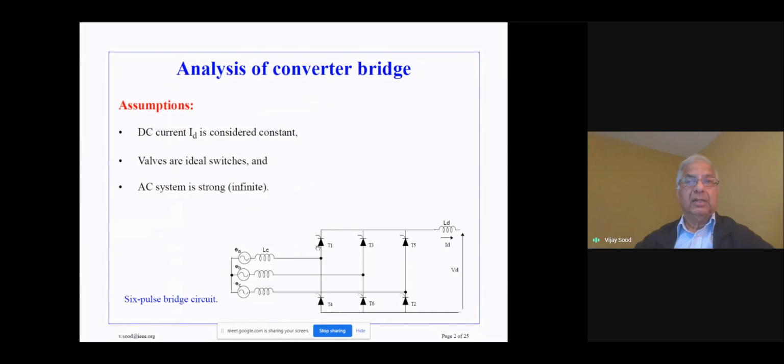So this is the basic HVDC converter bridge. We have the DC voltage indicated as VD, the current ID. LD is the smoothing reactor which maintains ID as constant. It's a fairly large value. We can assume that it's a large value, so therefore the DC current does not change very much. LC is the commutation inductance. Usually it is of the order of 15 to 18% of the transformer, which could be connecting the AC system to the DC system.